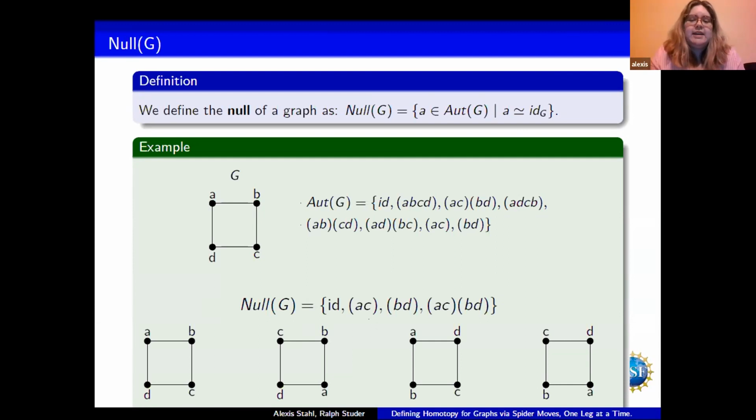Yes, these are homotopic to the identity if you can do one spider move at a time. Like he said on the first one, you can move A to C and then C to A. On our second one, where you switch B and D, you can move B to D and D to B. And the last one is doing both of them. They are all just a series of spider moves between the automorphism and the identity.